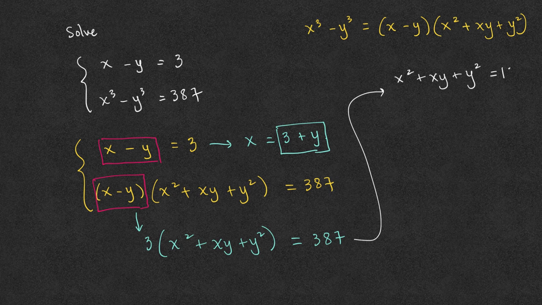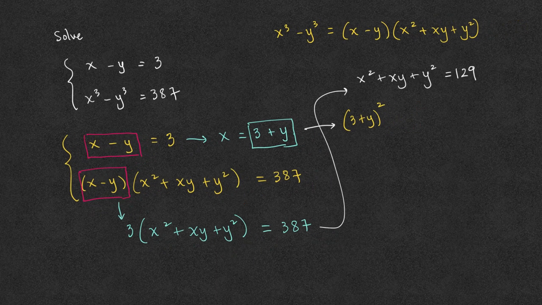8 divided by 3 is 2, 2 left. 27 divided by 3 is 9. 129. We then substitute 3 plus y into where x is. And so instead of x squared, we have 3 plus y, the quantity squared, plus, again, instead of x, we now have 3 plus y times y, plus y squared equals 129.